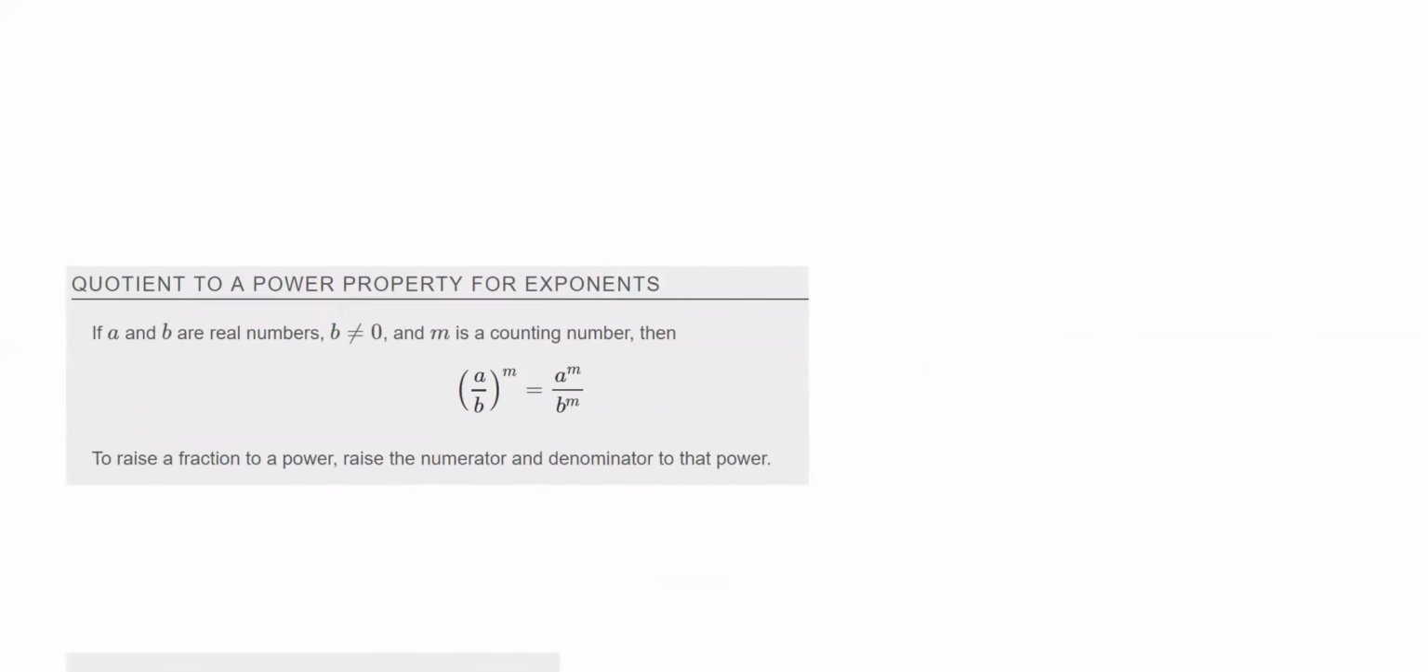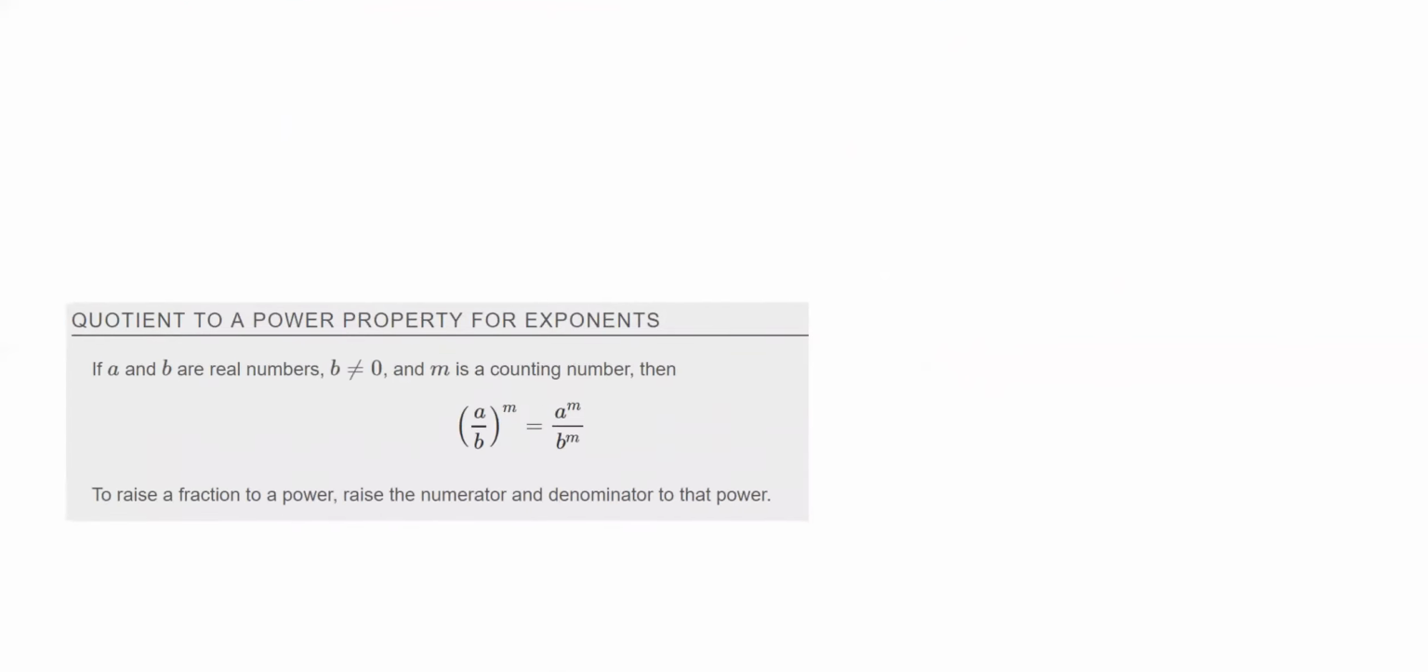Next, we have the quotient to a power property. Okay. So we saw the product to a power property in the previous lesson. Here it's the quotient to a power property, very similar to the other one. In the product, we saw (AB) power M, A times B. If you have a product, if you have multiple factors in your base, then each factor gets the power M, right? That was the product to a power property.